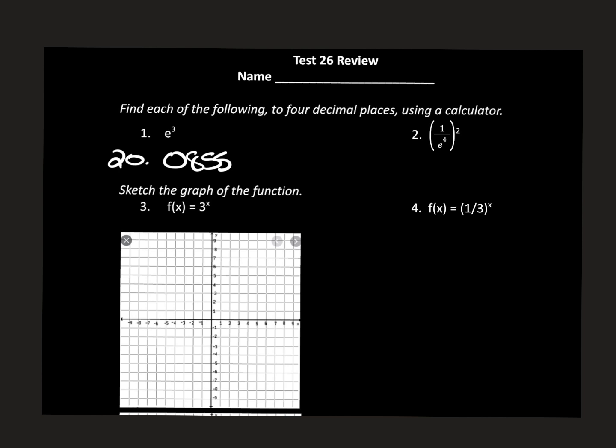Open a parenthesis. Just do exactly what you see. 1 divided by your E button to the 4th power. Get out of there, close your parentheses, square it. Make sure you're squaring the whole parentheses. And I'm getting an E. I'm getting a 3.3546 with the E -4.